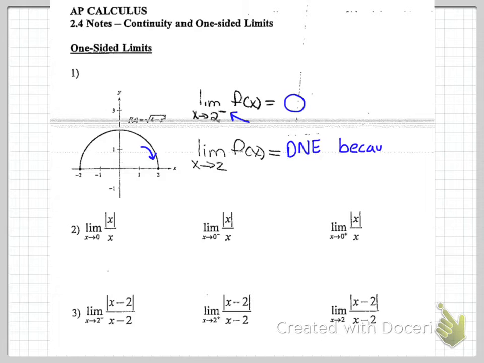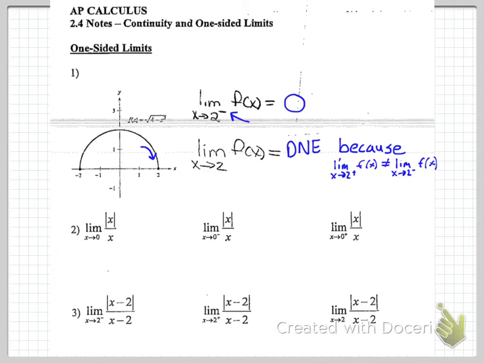However, if we try to approach it from the right, it does not exist because there's nothing to the right of 2. And so the limit itself, the limit as x approaches 2 of f of x, does not exist because the limit from the left and the limit from the right are not equal.